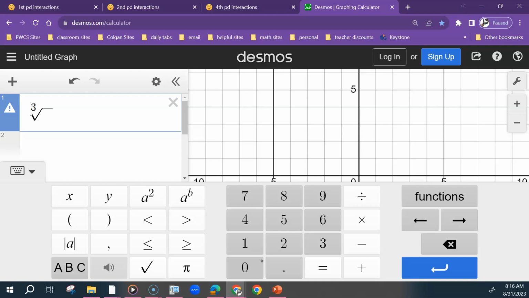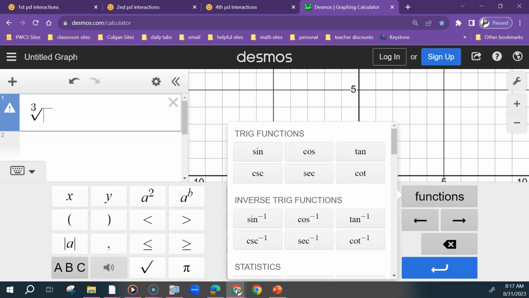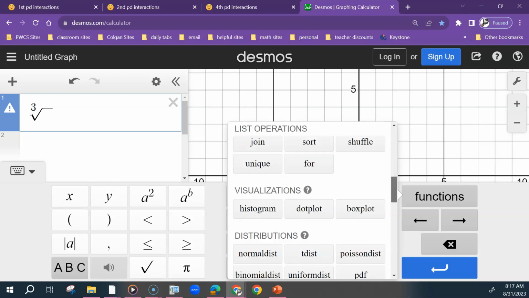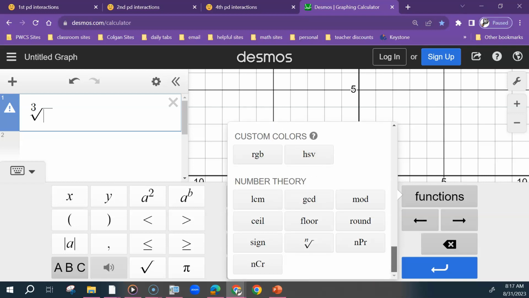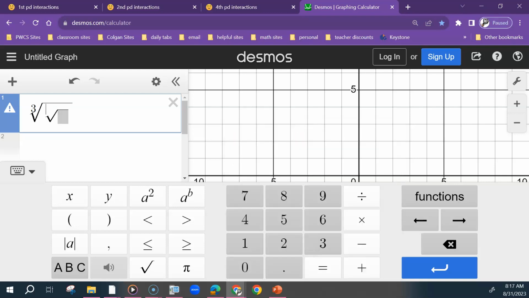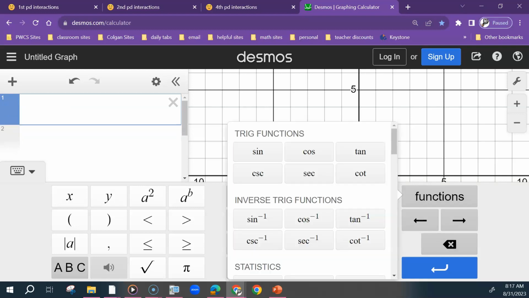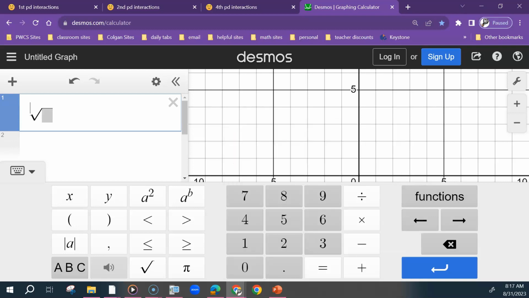The other way, here's where you can find the cube root. Go to functions. Scroll all the way down. And once you see number theory, it's this nth root. So when you put that in, you can put, alright, let's try that again. You can put whatever number you want there.